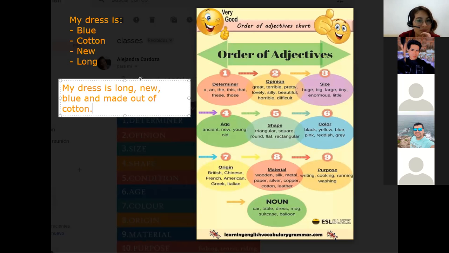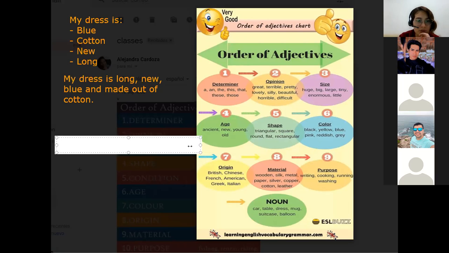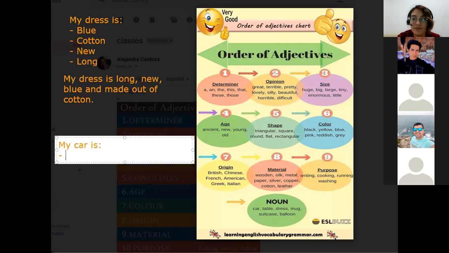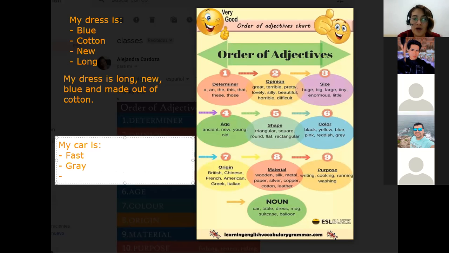Veamos otro ejemplo. Yo quiero decir que mi carro, my car, is... My car is fast. Okay, fast. What else? ¿Qué más? My car. I can say that it's gray, puedo decir que es gris. What else? ¿De qué país? It's a Japanese car, right? Un carro japonés. And it's a great car, es un super buen carro.